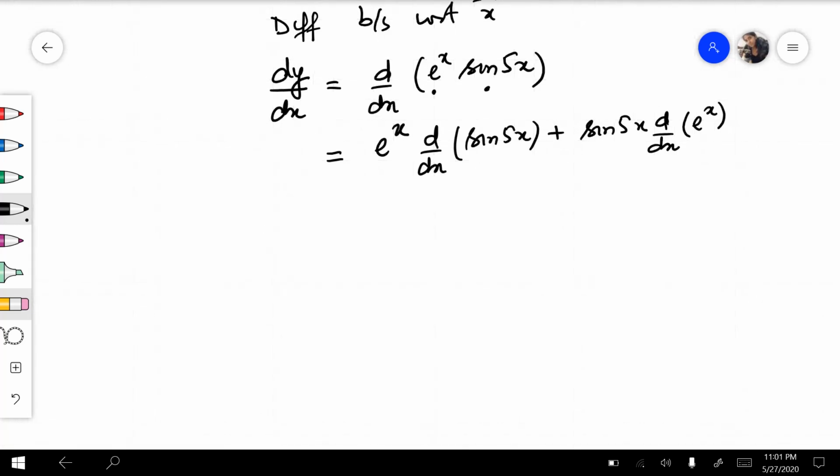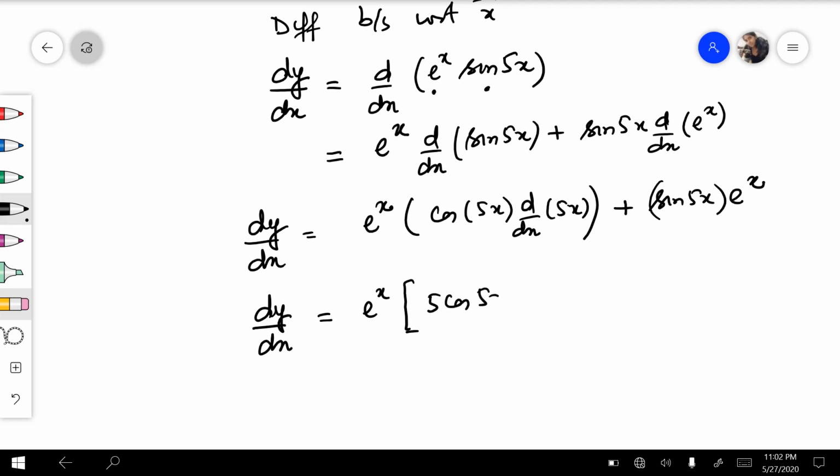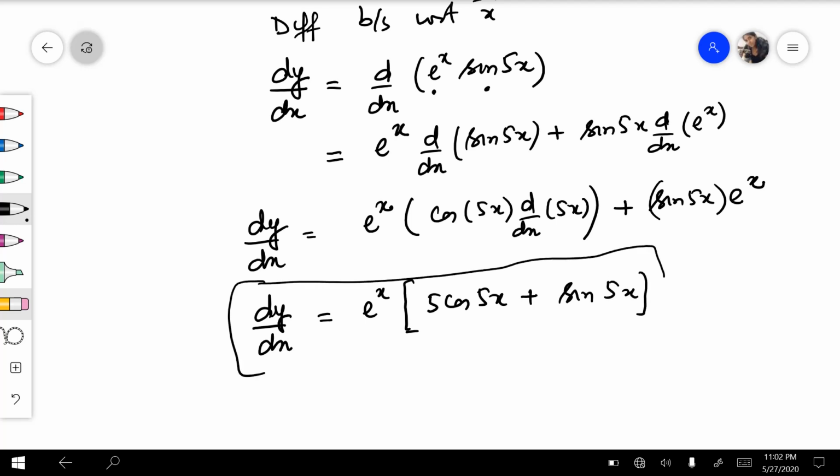तो dy upon dx is equal to e raised to power x into sine का differentiation cos into d by dx of internal term, that is 5x, plus sine of 5x into e raised to power x की differentiation e raised to power x. अब अगर इन दोनों टर्म्स पे आप ध्यान दें तो e raised to power x जो है that is a common term, तो उसको हम कॉमन ले सकते हैं. तो हमारे पास dy upon dx किसके इक्वल हो गया? e raised to power x into 5 times cos of 5x plus sin of 5x. ये हमारे पास आया फर्स्ट ऑर्डर डेरिवेटिव.